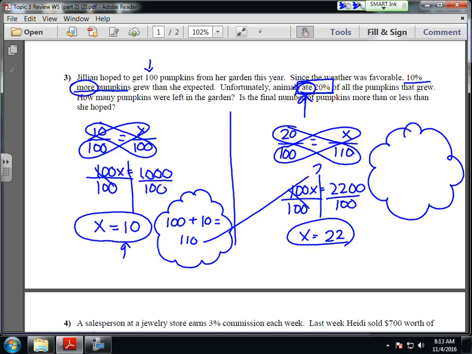She's not going to have 110 pumpkins anymore. She's going to have less than that. What am I putting over here in this bubble? How am I using this information? Go ahead and complete the rest of the problem by yourself. You can have a minute or two.